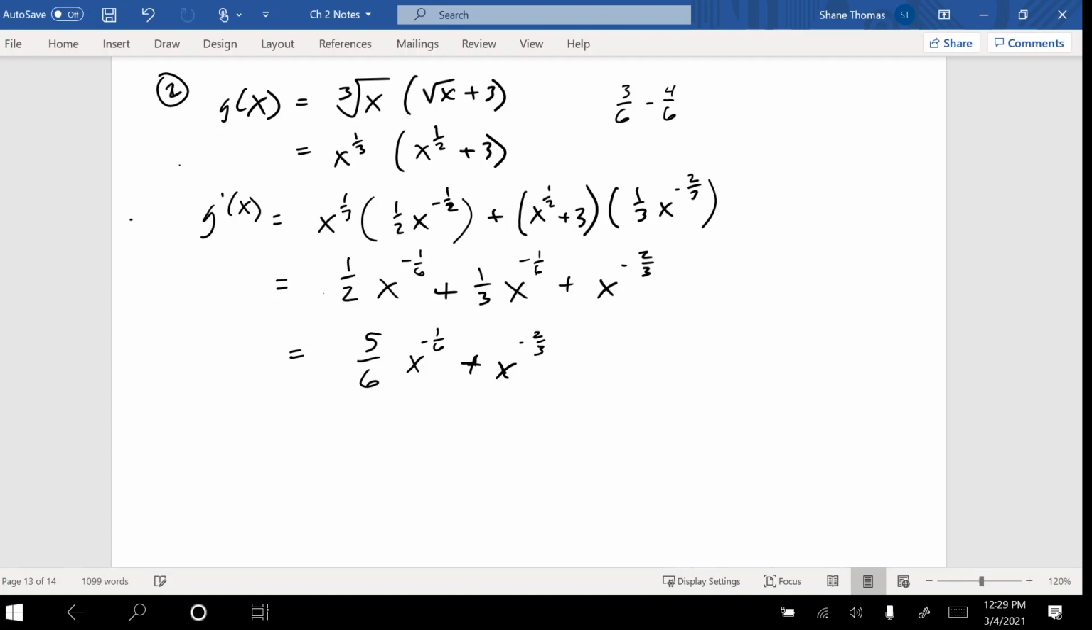All right, then from there, I can't have negative exponents, right? So I have to take both of the x's to the bottom. For this one, I'm going to leave the 5 on top, and I have 6 times x to the 1/6, plus this one here, I'll just reciprocate the whole thing, x to the 2/3.